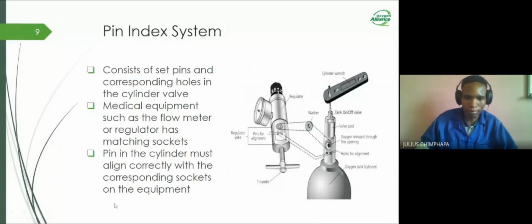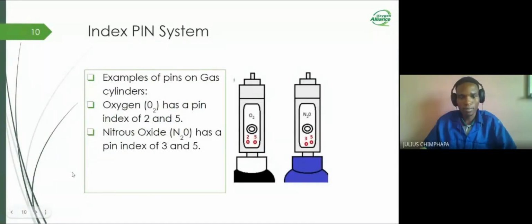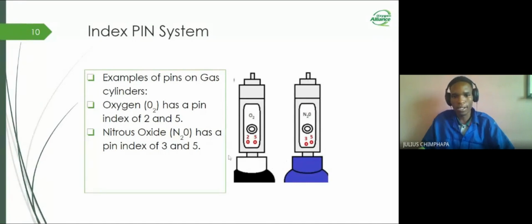And moving on, continuing with the pin index system, as I already pointed out, it is known that the oxygen cylinders use the pin index system of 2 and 5, and the other gases have also their own arrangement of pins. For example, nitrous oxide here is on 3 and 5. So what one has to do whenever he wants to connect something to the cylinder is make sure that the connector has the same pin arrangement. So the pins have to be on position 2 and 5 so that they can align correctly with the cylinder where you want to connect them.